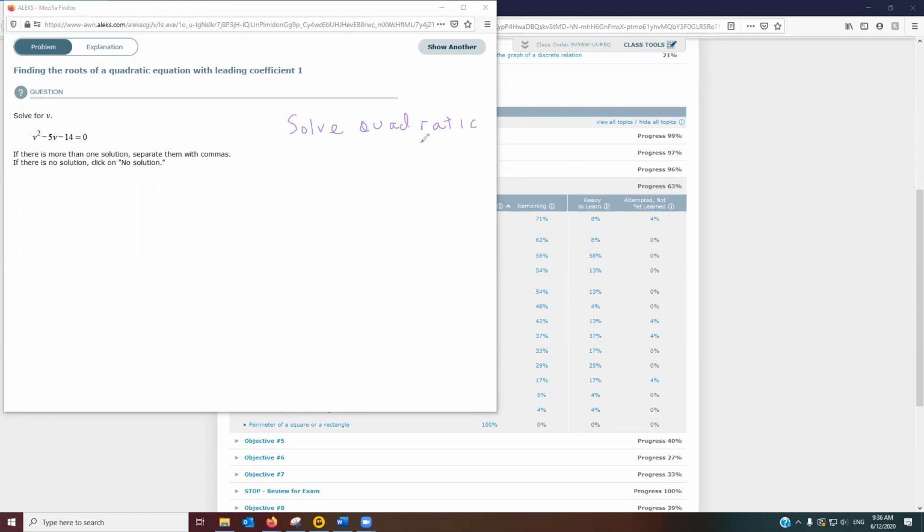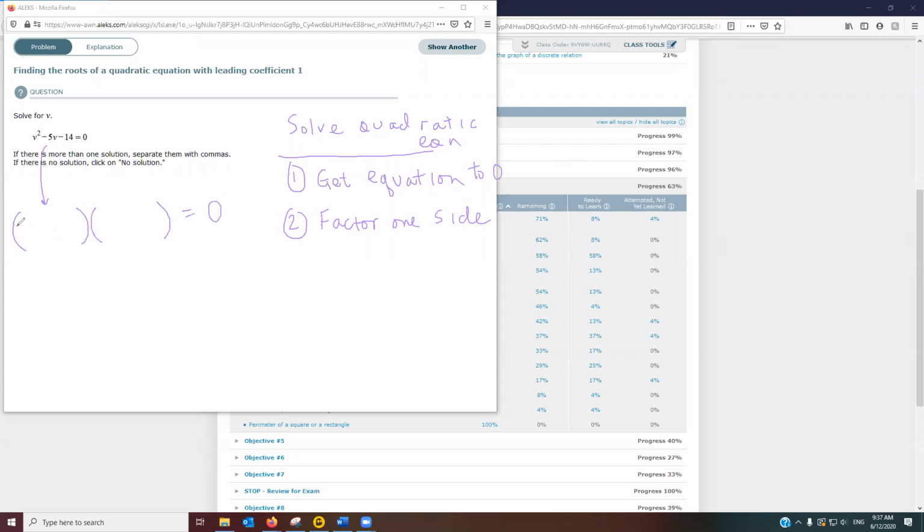Step one is get the equation set equal to 0. So I need to have 0 on one side of the equation to begin with. In this example, the equation is set to 0, so I really don't need to do anything for step one. Step two is factor the one side of the equation. And you might remember we can break this up and factor it as two binomials.